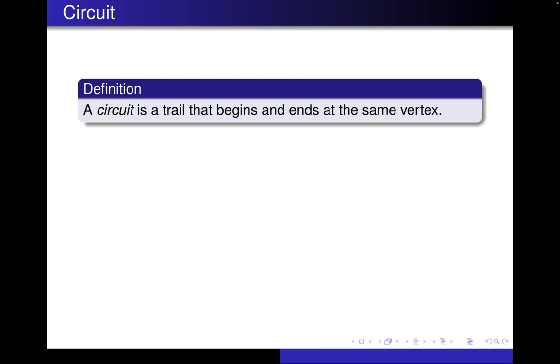Now a circuit is going to be just like a trail. In fact, it is a trail. The only difference is it behaves a little bit more like a cycle in that it begins and ends at the same vertex. So trail means no repeated edges, but what makes it special as a circuit is that it begins and ends at the same vertex.